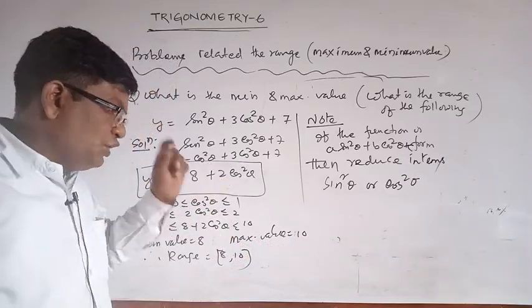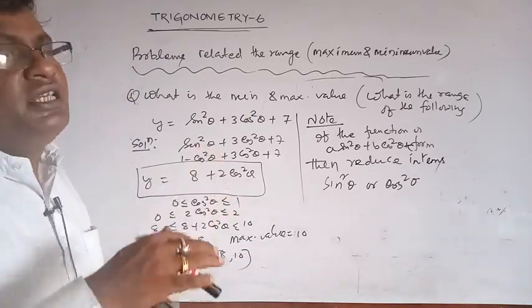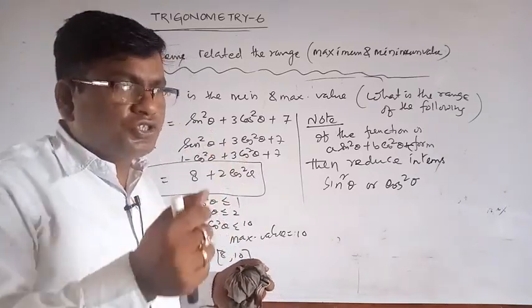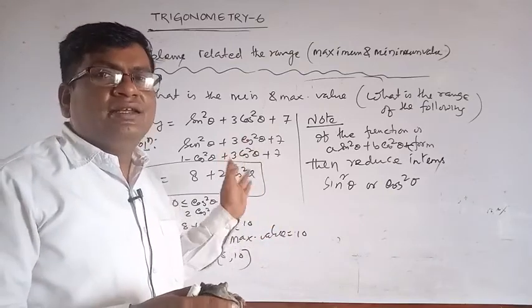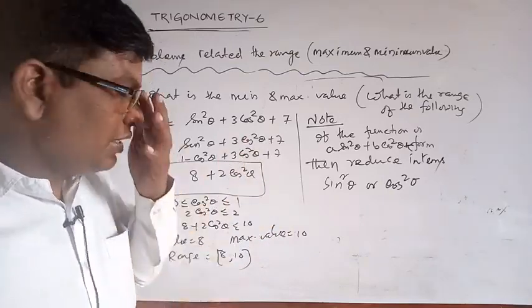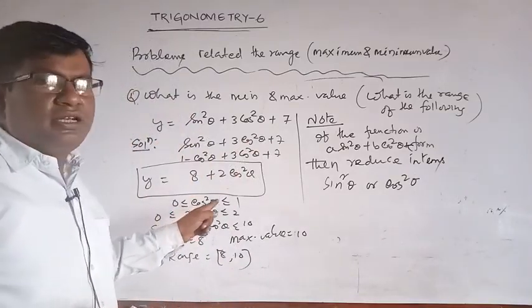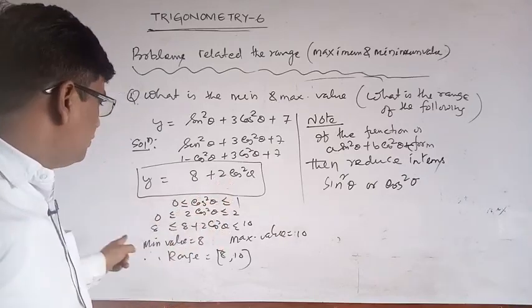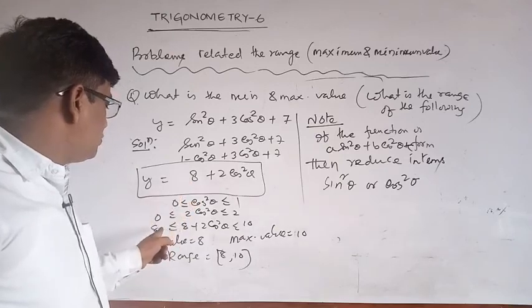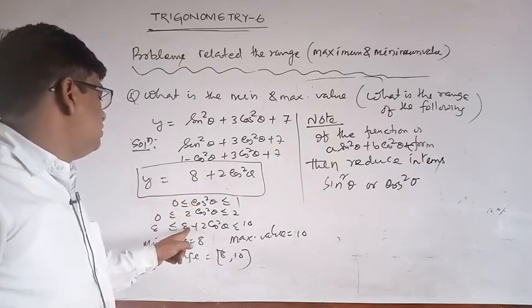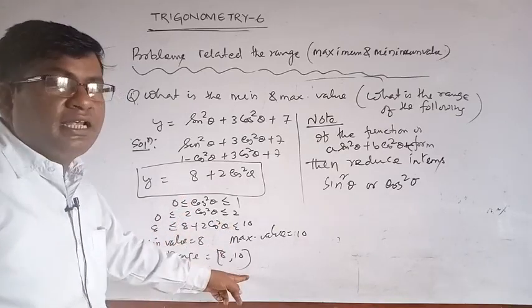Cos square theta. We know cos square theta lies between 0 to 1. Even power of sin theta or cos theta lies between 0 to 1 and odd power lies between minus 1 to plus 1. So according to that concept, 0 less than or equal to cos square theta less than or equal to 1, multiplied by 2, then add 8, and this is y, which lies between 8 to 10. This is the range.